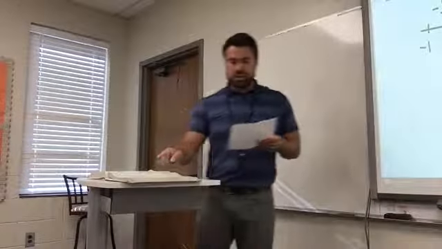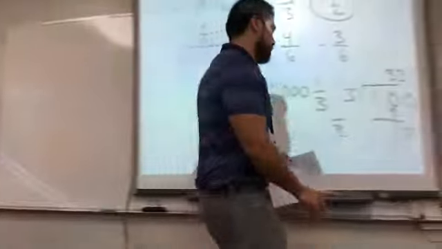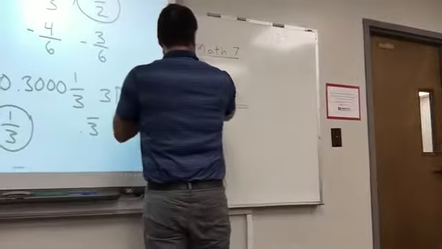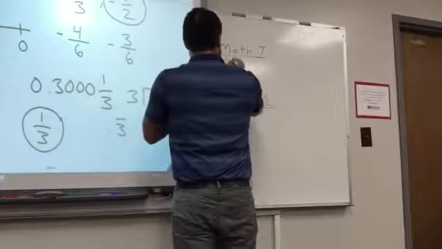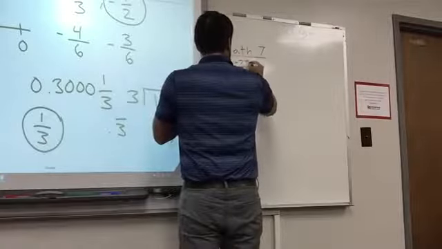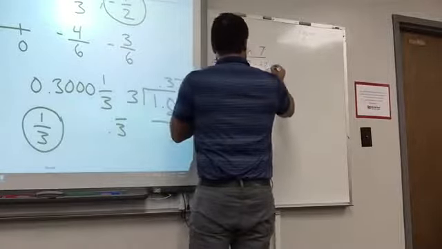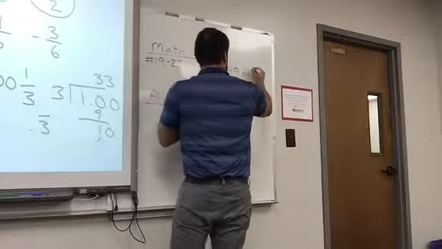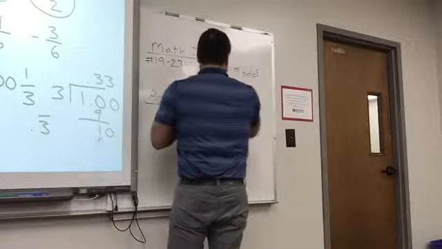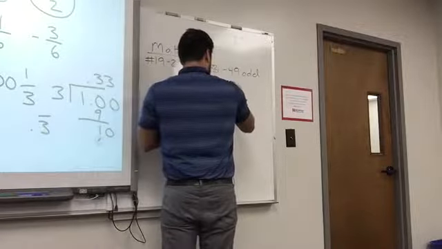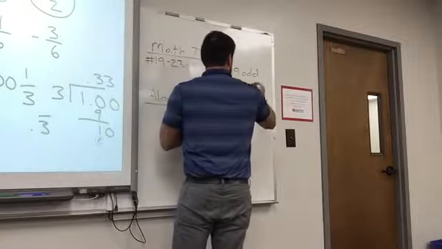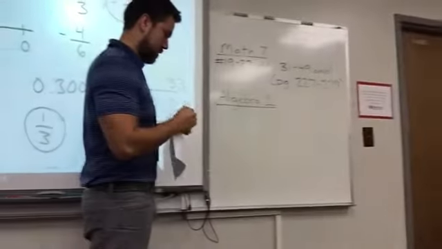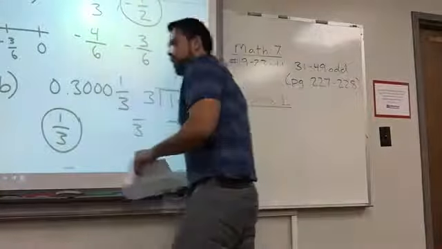Okay, your assignment is, and it's a little bit different today, it's 19 to 23 odd. Just wait for the whole thing. 19 to 23 odd, and then 31 to 49 odd. And that's going to be pages 227 to 228. You're welcome.